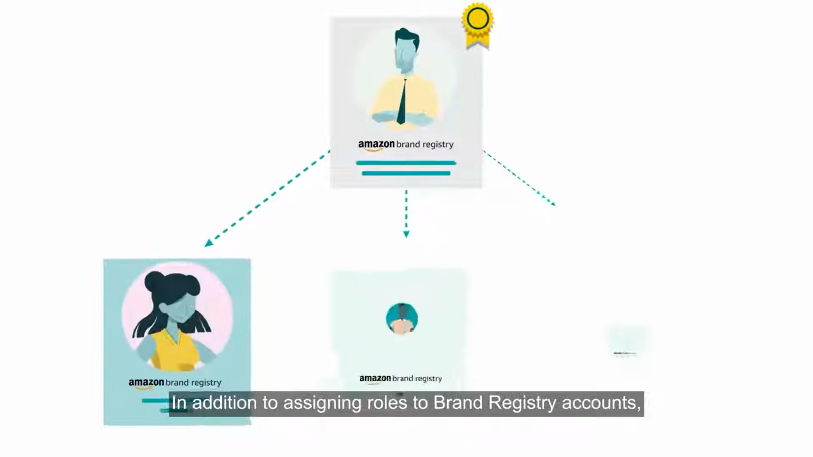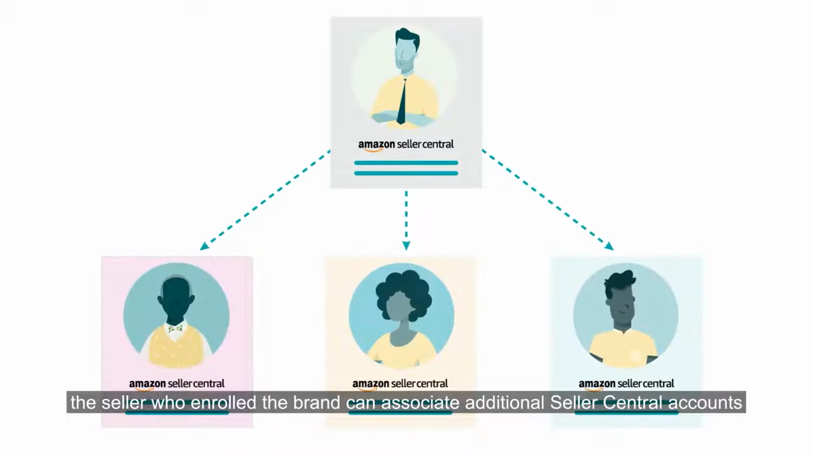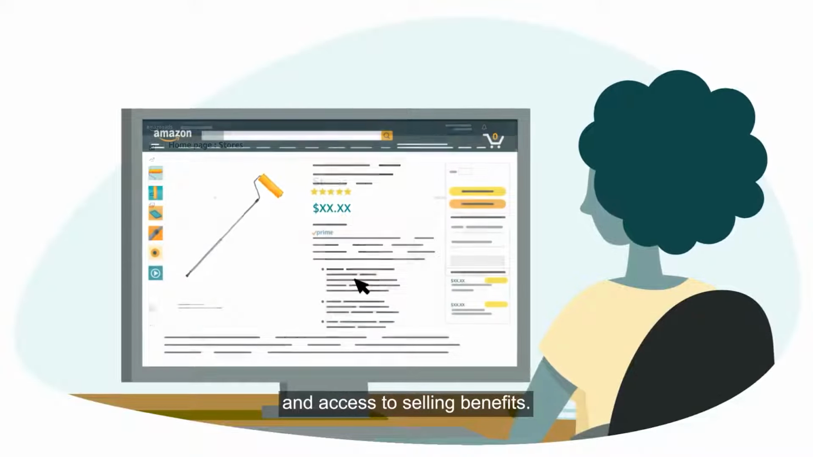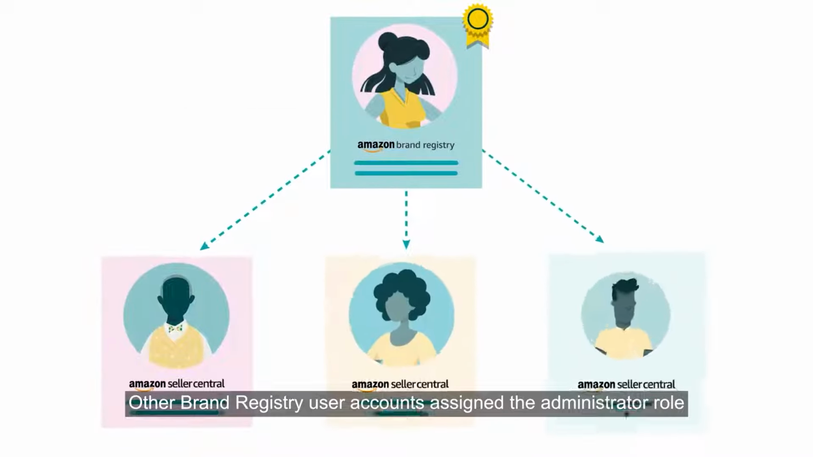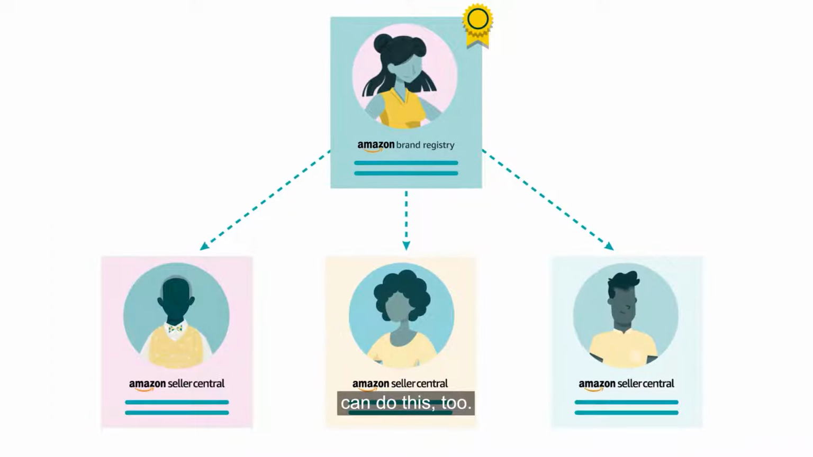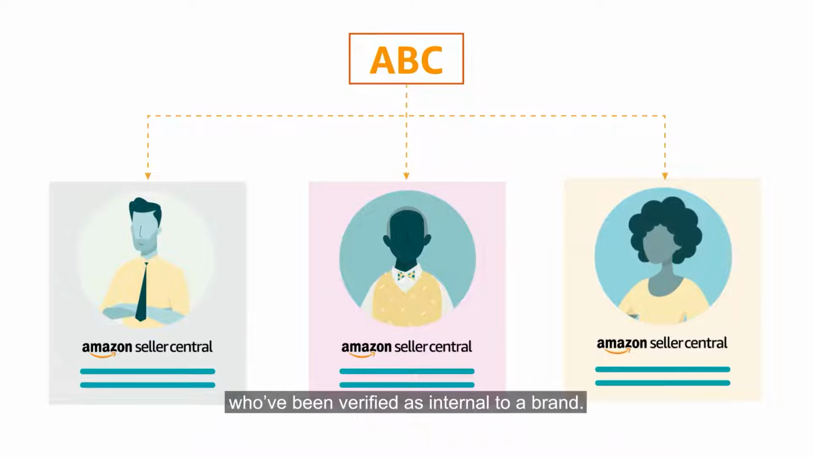In addition to assigning roles to brand registry accounts, the seller who enrolled the brand can associate additional Seller Central accounts with their brand to provide them with listing privileges and access to selling benefits. Other brand registry user accounts assigned the administrator role can do this too. This quick self-service process is intended to associate sellers who have been verified as internal to a brand.